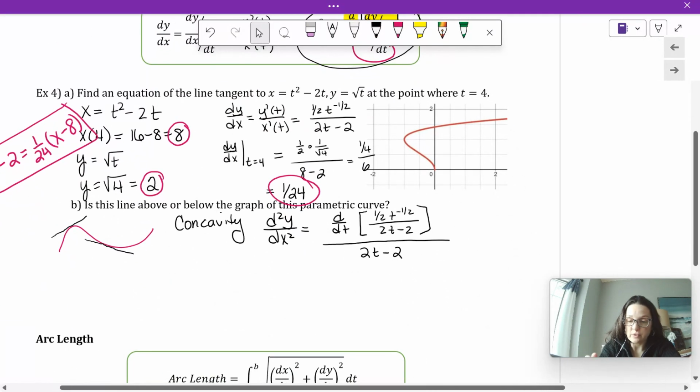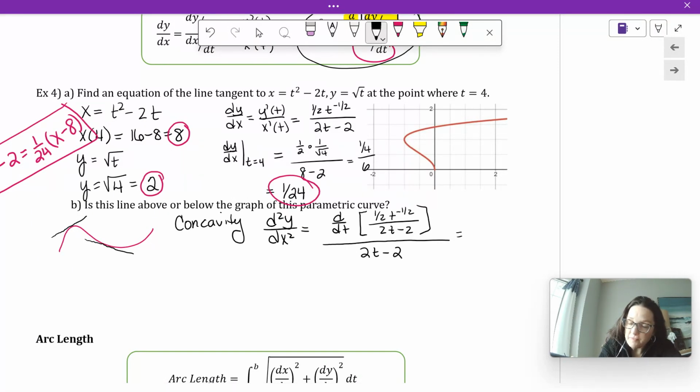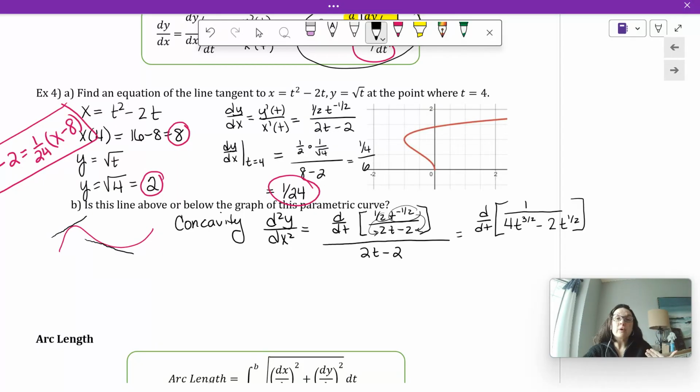Okay, see how I did that? It's the derivative of the derivative. So the x prime is going to stay down there. Now I got to take the derivative of the thing on top. But it's kind of gross looking, so I'm going to simplify that a little bit. I could bring this 2 down to the bottom, and I could also bring this t to the 1/2 down to the bottom. So I'm really taking the derivative of 1 over 4t to the 3/2 minus 2t to the 1/2. Again, I brought a 2 down to the bottom and multiplied by it. I brought a root t down to the bottom and multiplied by it. And then I'm dividing that by 2t minus 2.